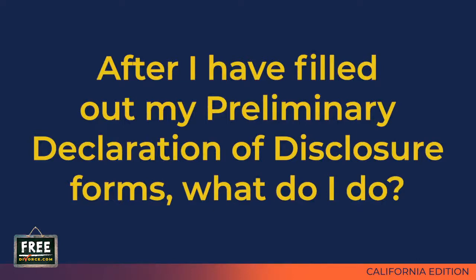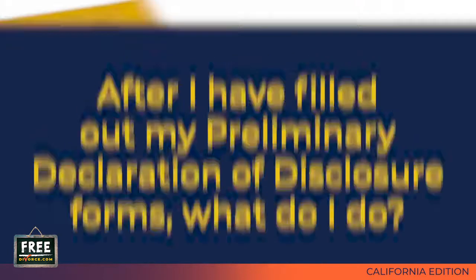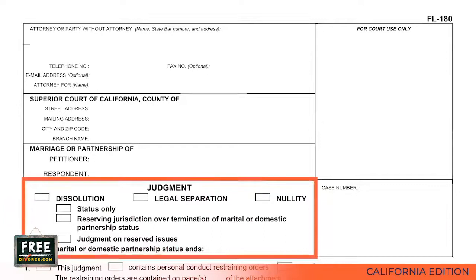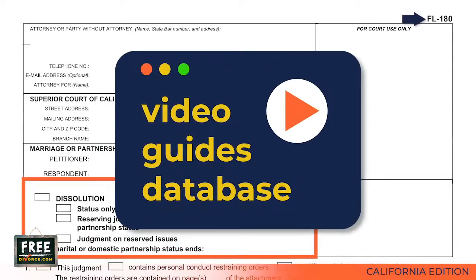After you have completed your preliminary declaration of disclosure documents, serve copies on your spouse. You then need to draft a proposed judgment of dissolution, which is FL-180. Watch our earlier videos on how to draft and assemble a divorce judgment.